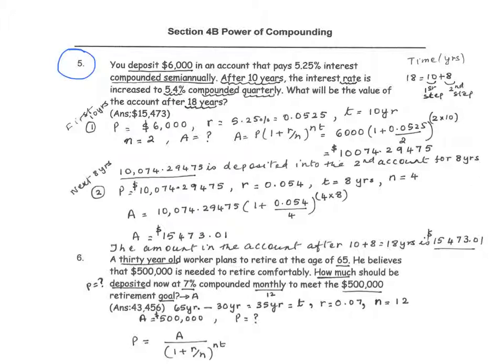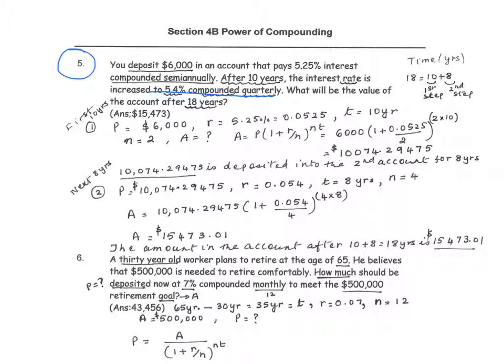Now notice that this is a special type of account. The first 10 years, the account has a certain interest rate described here. And then for the next 8 years, the account has a different interest rate as described here. So there are two different interest rates at two different periods of time. So that is what is different about this account.